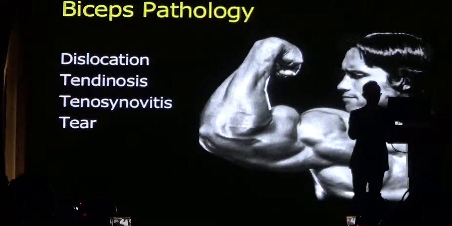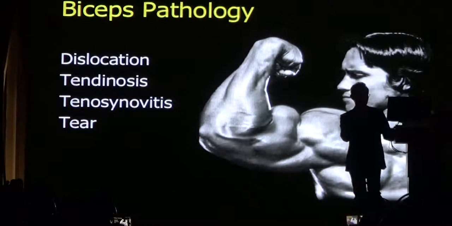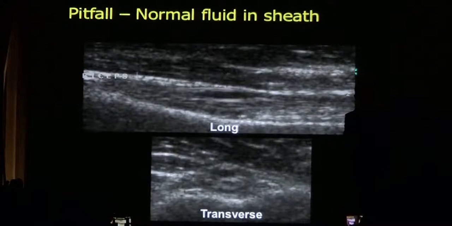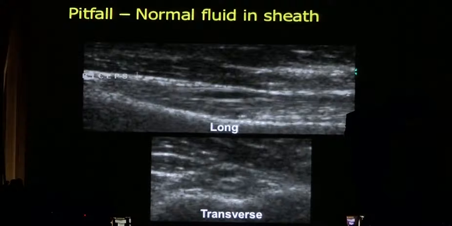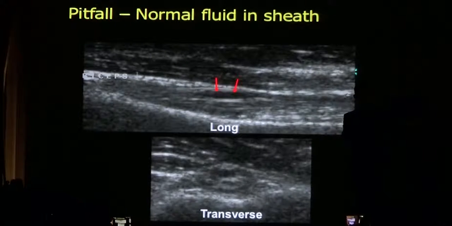We're moving on now to biceps pathology. And we have several conditions that can affect the biceps. An important one is dislocation of the tendon, but we can also have intrinsic abnormalities of the tendon, which are tendinosis, tenosynovitis, and eventually a tear. These are the normal appearances, and it may be that in normality there's a small amount of fluid in the tendon sheath, as you can see here, and that shouldn't be overcalled as an abnormality.